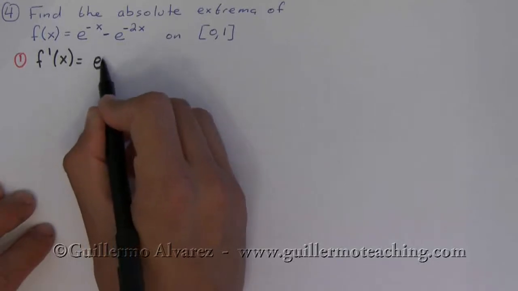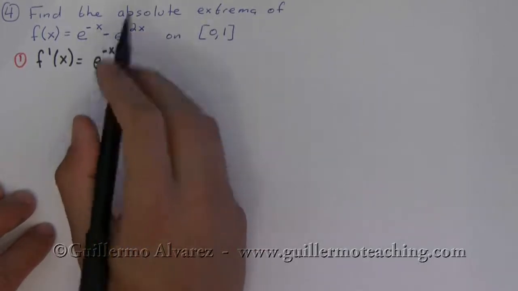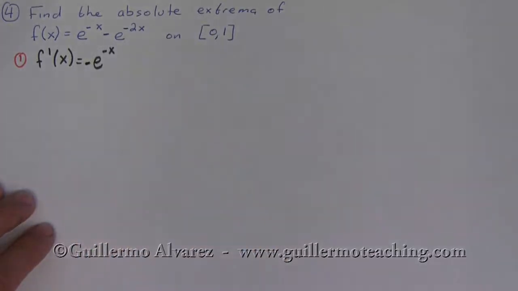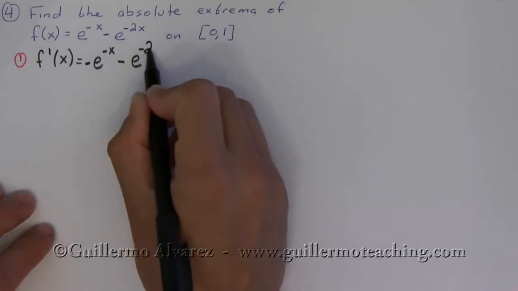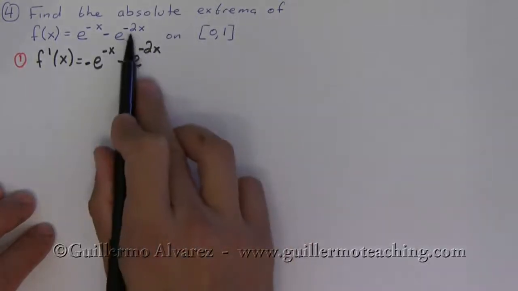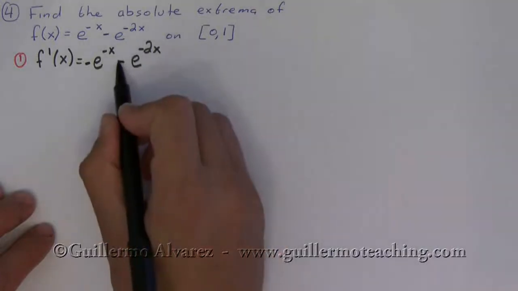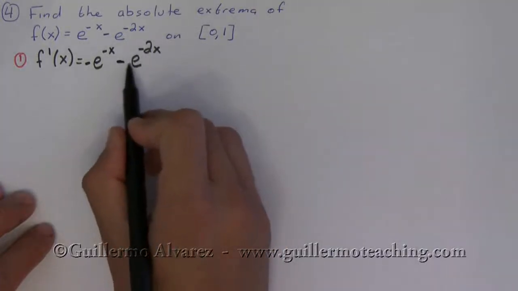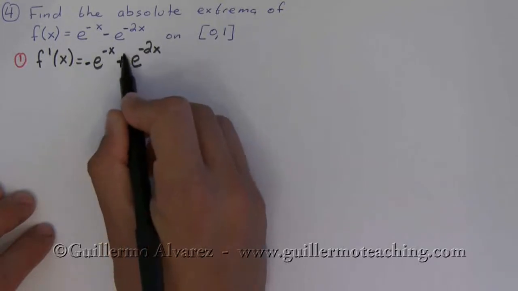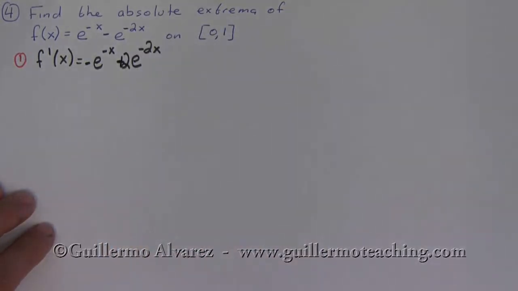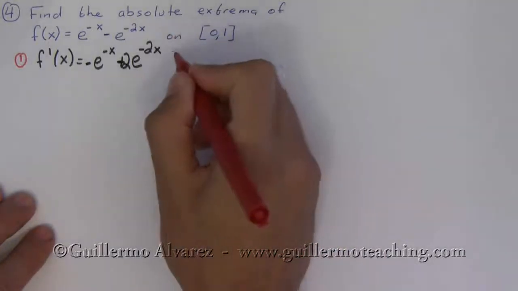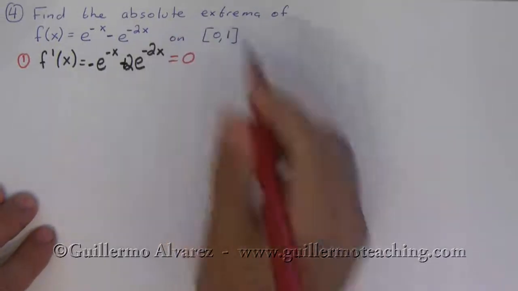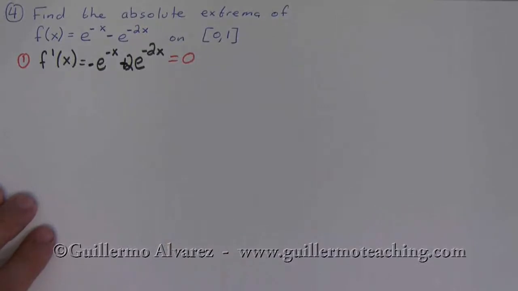here we would have e to the negative x times the derivative of the top, which is -1, so I'll just put it in front, and then minus e to the -2x times the derivative of the top this time is -2, and so if I multiply it out here in front, this would turn it into a +2. Okay, so this is my derivative, and we know that this function is never undefined, so we just need to find where this function is equal to 0.